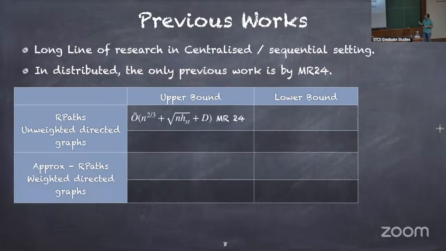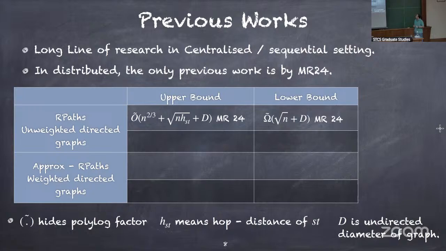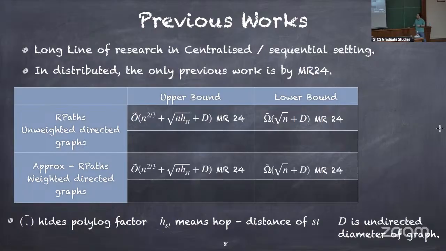They gave an upper bound for unweighted directed graphs of Õ(n^(2/3) + sqrt(n·h_st) + D). The tilde hides a polylog factor, h_st is the hop distance from S to T, and D is the undirected diameter of the graph. Because we are talking about unweighted here, it is the hop distance. They also showed a lower bound of sqrt(n) + D. For the 1 plus epsilon approximation weighted version, they gave the same upper bound and lower bound.